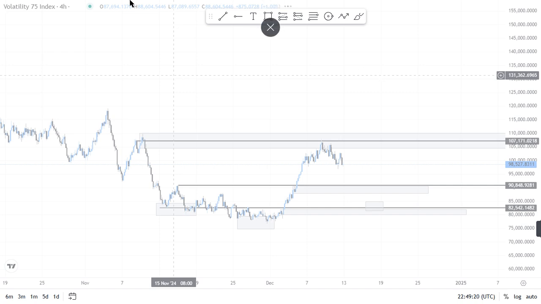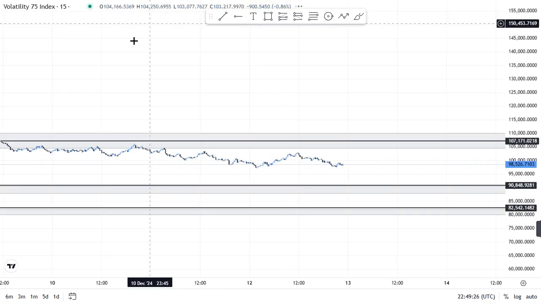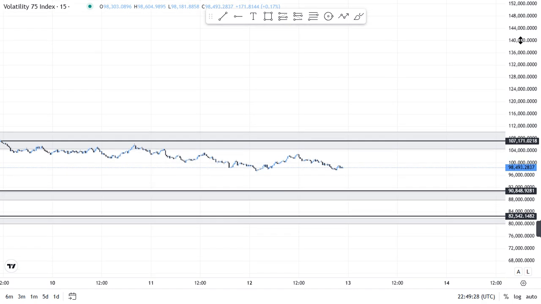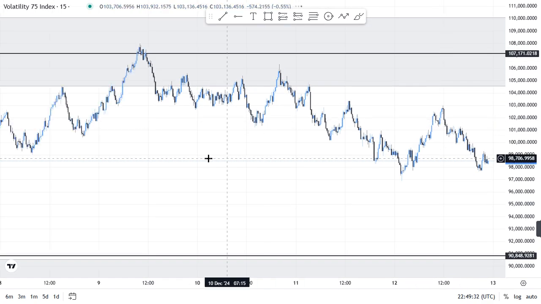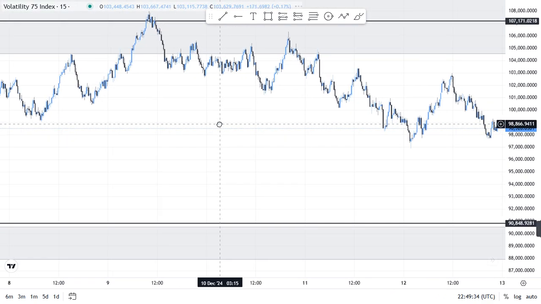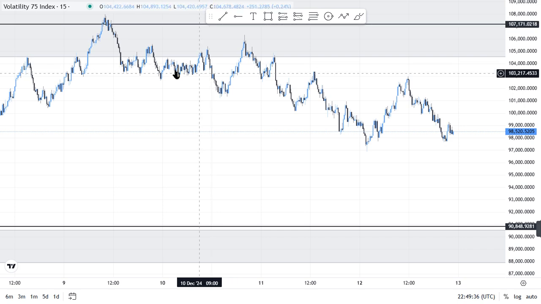So let's just jump to the 15-minute time frame. I'm going to skip the 1 hour because there's nothing much that we won't be able to spot on the 15-minute time frame, right? So over here, what are we spotting and what can we see, right? So overall, we are on the 15-minute time frame. We are actually in a downtrend, as you can see over here.